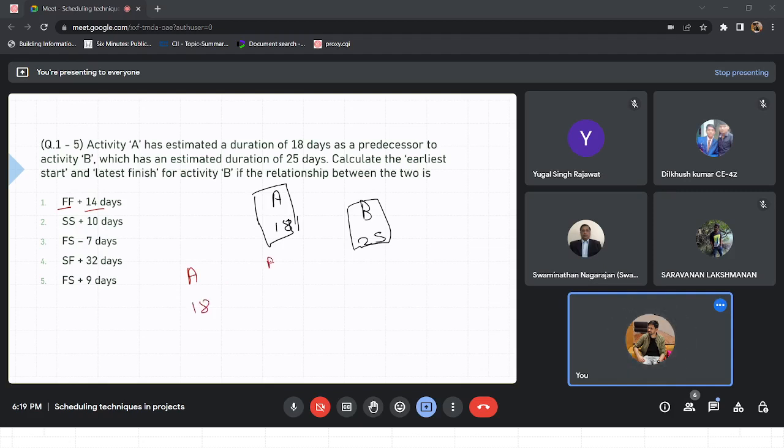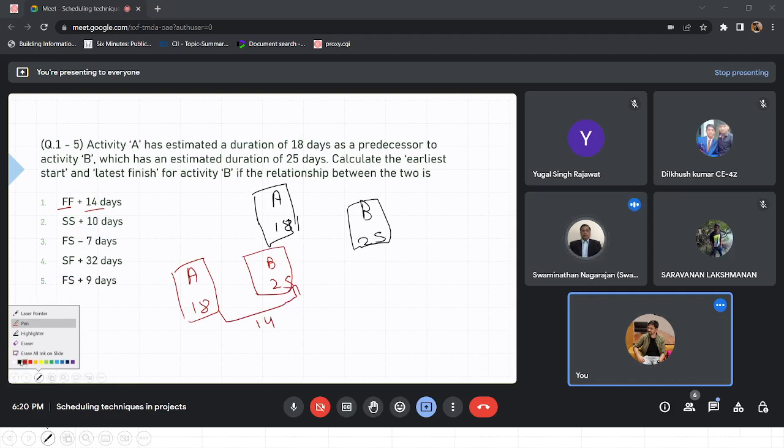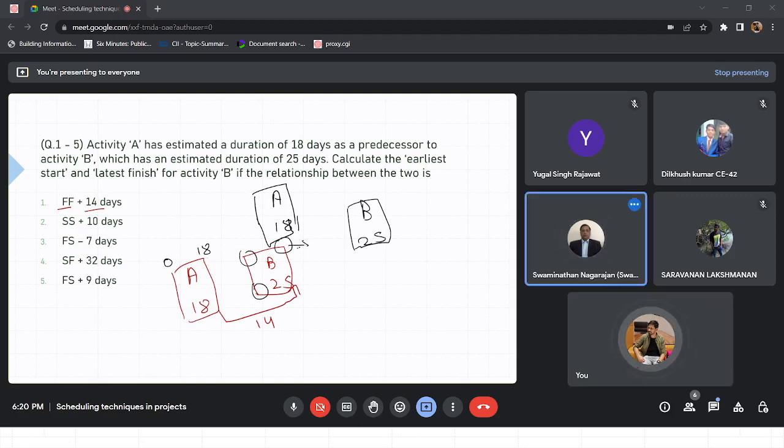A is 18, B is 25, and the first is a finish to finish relationship with 14. So let's try to calculate the time. Let's start with 0. We have been doing it since the last session. Now let's suppose A takes 18 days, its complete duration. There are 4 points here in activity B also, but we are calculating only early start and early finish right now. What value should come at this point?